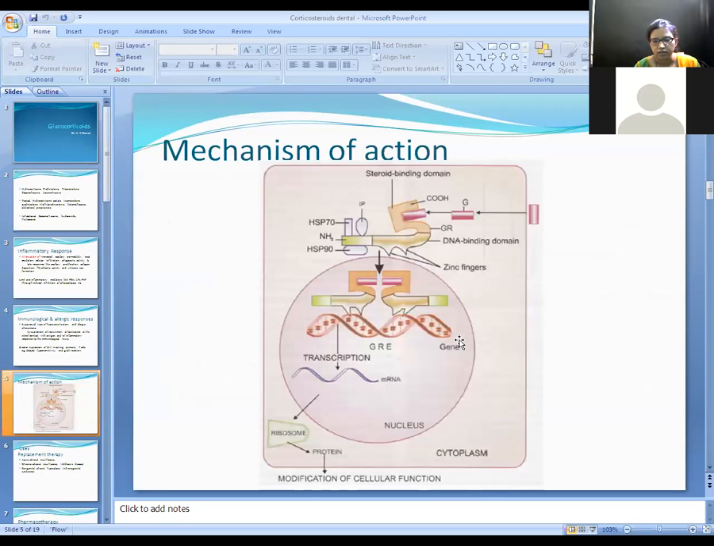Mechanism of action, the molecular level mechanism of action. They bind with the receptor and go inside the nucleus, mRNA is formed by transcription, and then specific proteins are synthesized which bring about the different actions inside the body. So the glucocorticoid-receptor complex binds in the nucleus and protein synthesis occurs. That is the molecular level mechanism of action.